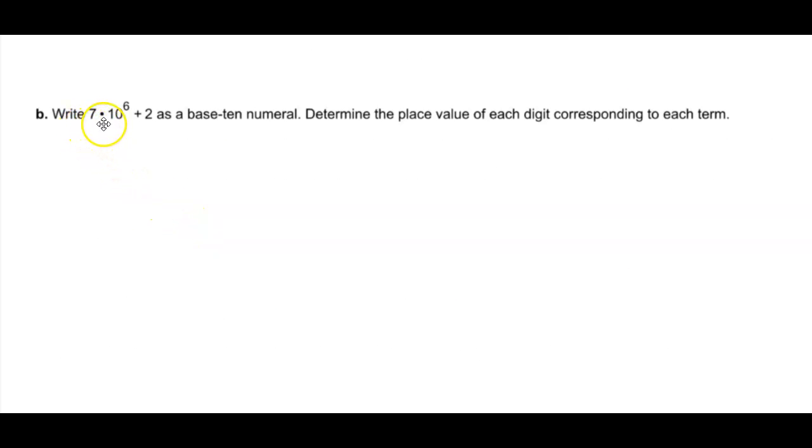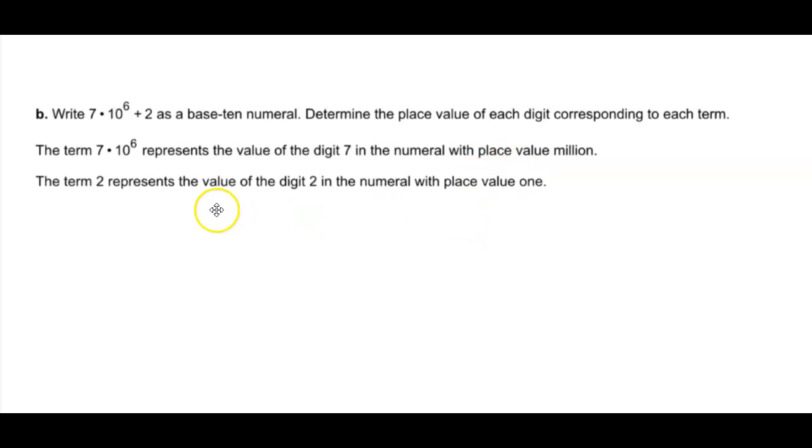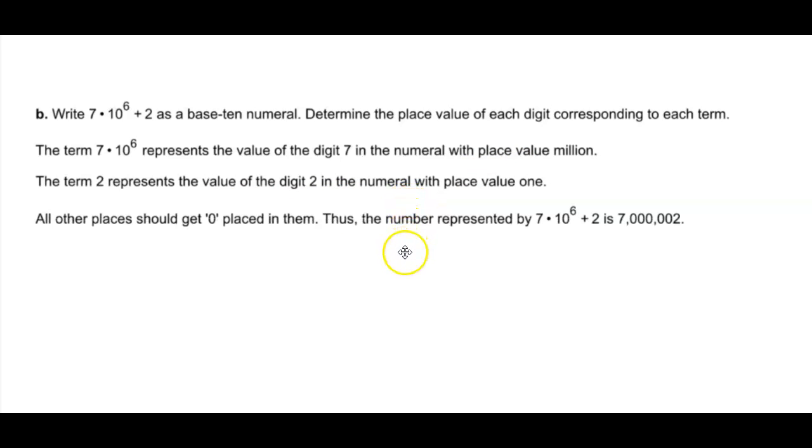Part B, it says write 7 times 10 to the 6th plus 2 as a base 10 numeral and determine the place value of each digit corresponding to each term. Well, the term 7 times 10 to the 6th, well 10 to the 6th is the same thing as a million, and that's going to represent the value of the digit 7 in the numeral place with million. The term 2 represents the value of the digit 2 in the numeral place with the place value 1. And then all other places should get 0 placed in them.